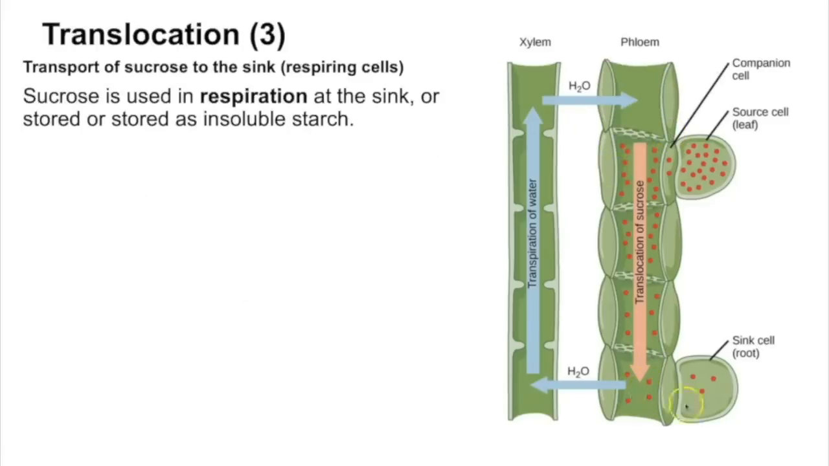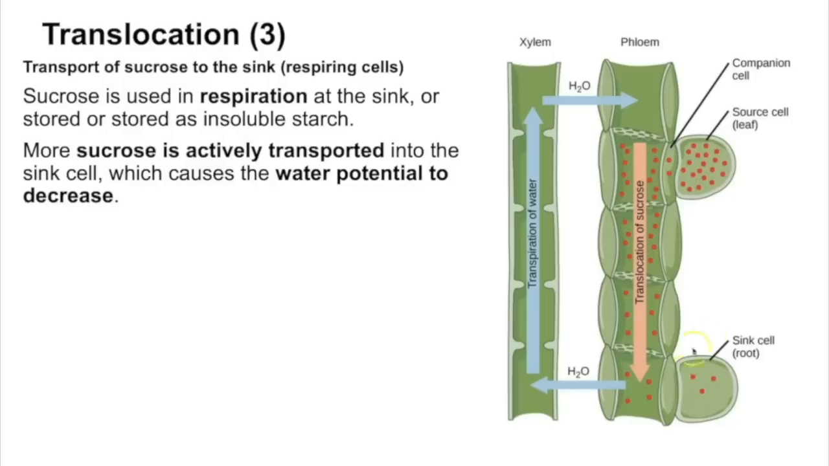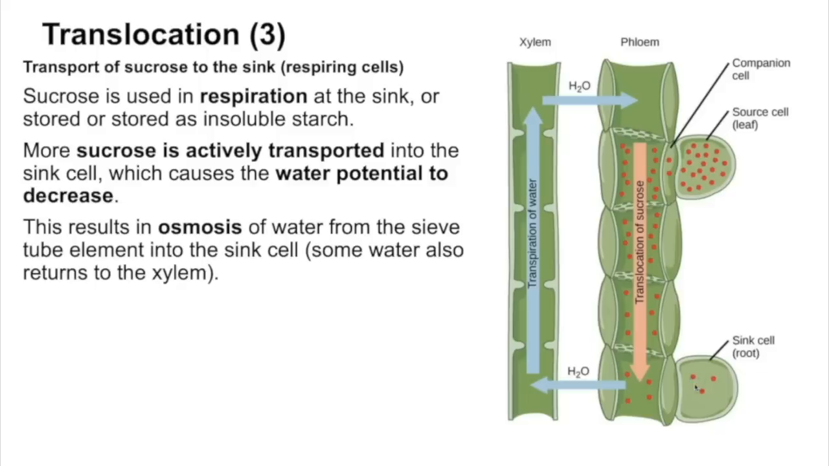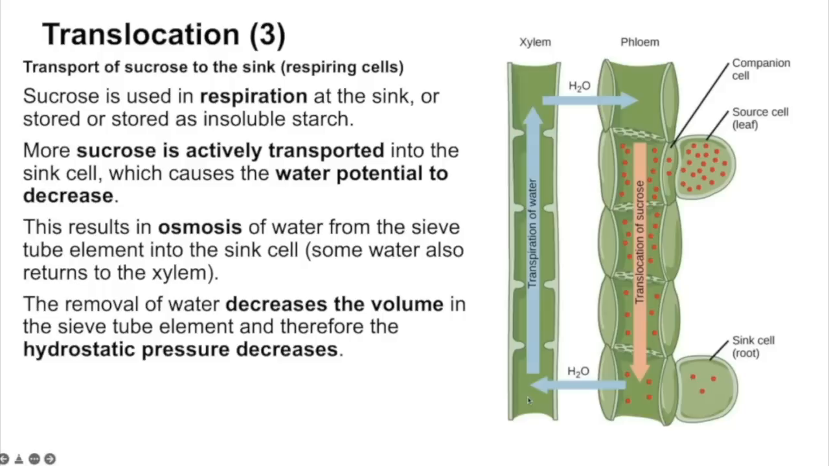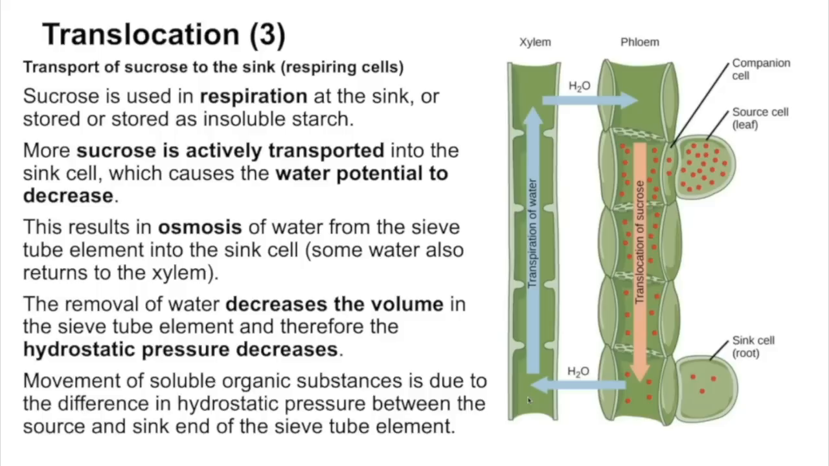Lastly, the sucrose is then used in respiration at the sink, or it might be stored away as starch if it's not currently required. But that means more sucrose is actively transported into the sink cells, and that is going to cause the water potential to decrease. And as a result, we will have water moving by osmosis from the sieve tube elements into the sink cell. Some water will also be returning from the sieve tube element into the xylem. The removal of that water is decreasing the volume in the sieve tube element, and therefore the hydrostatic pressure decreases.